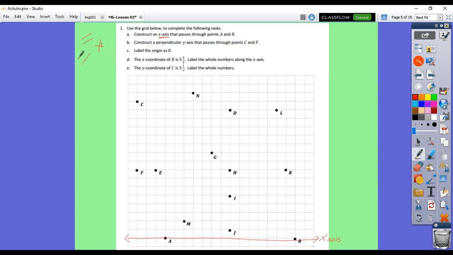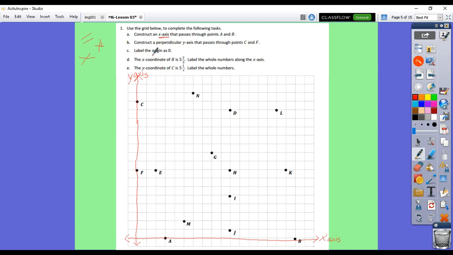Because lines can intersect and not have a 90-degree angle. This isn't 90 degrees here. Perpendicular means you have that 90-degree angle, so we need it to intersect going perfectly straight up and down. So it goes through C and F, and because we are doing this on our Chromebooks, it's not going to be as straight as we would normally like it, but we will survive. So we've just created our y-axis.